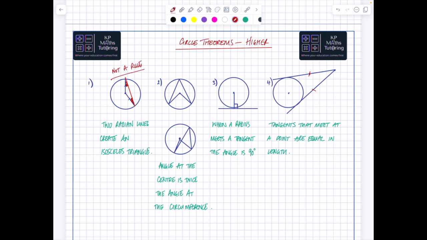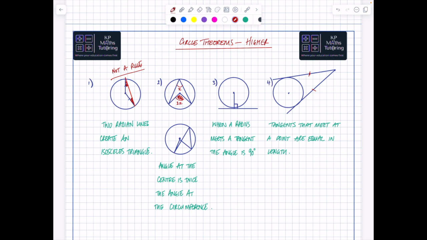So anywhere you draw from the centre to the edge, in this case from the centre to the edge here, centre to the edge here, join the two points together, you'll create an isosceles triangle where two sides are the same. Second rule, I've drawn it in two different ways here, so a lot of you might already be aware of this one. Angle at the centre is twice the angle at the circumference. So if that was x, that'd be 2x. If it was 50, that'd be 100, etc.